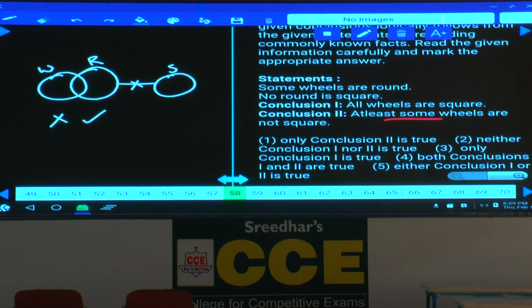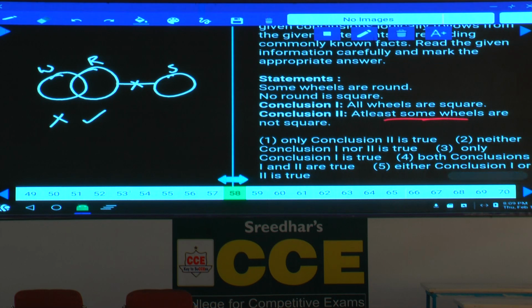Now, to check whether this one can be false at least once or not, we need to draw its complementary pair by proving the alternate diagram. What is the complementary pair to this? Some wheels are not square means all wheels are square. Now tell me whether we can draw that all wheels are squares. In order to prove all wheels are squares, my diagram of square should be like this, isn't it?